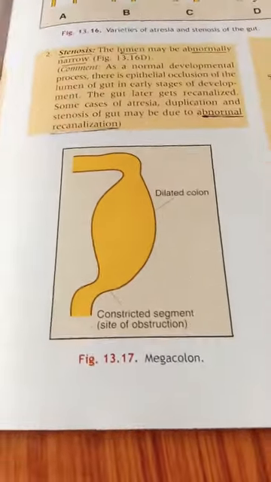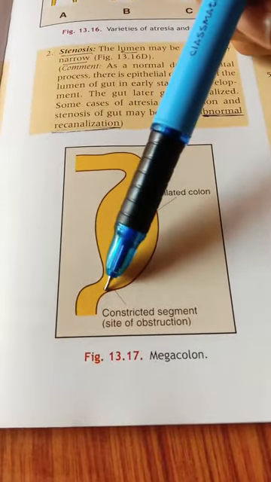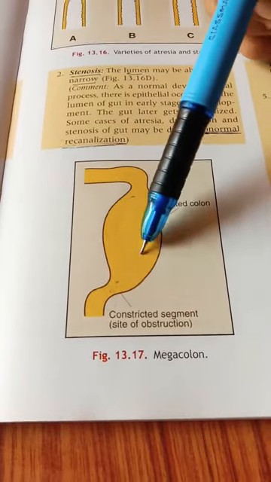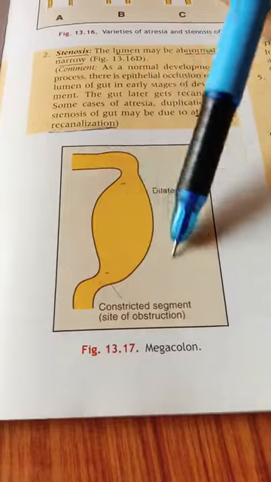And here you can see the megacolon. As we said, some part will be constricted or obstructed. Because of that, all the food we have eaten gets stuck in the part above, so that it causes a megacolon. So: constricted segment, site of obstruction, dilated colon.